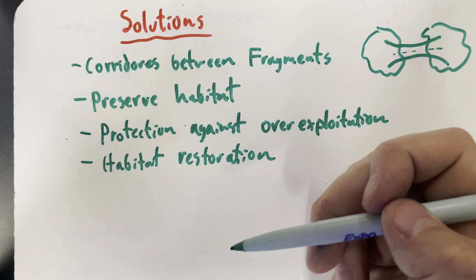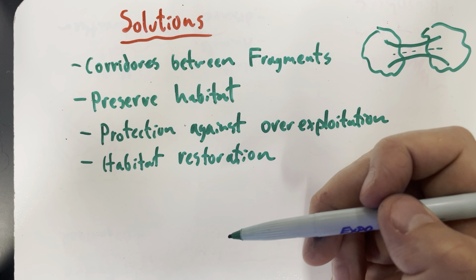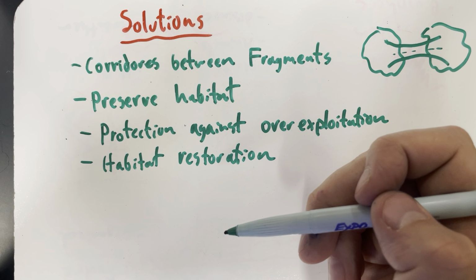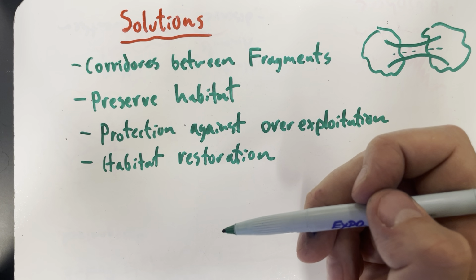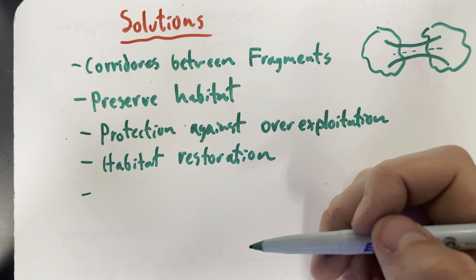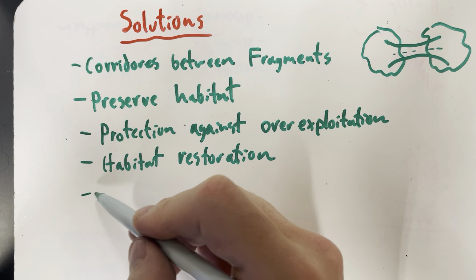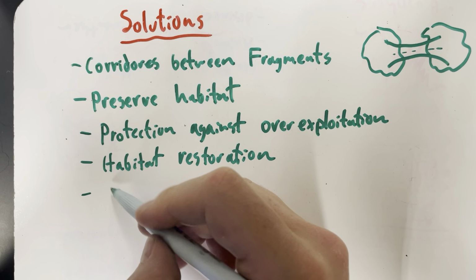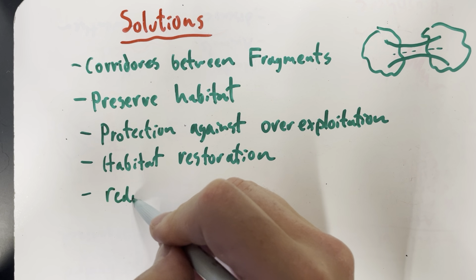Have they ever tried to restore war zones? Yeah, it's a big issue. We dumped a bunch of Agent Orange in Vietnam and stuff, and it's still killing plants. Some really nasty stuff. War zones are an issue. We can also reduce pollution just in general.